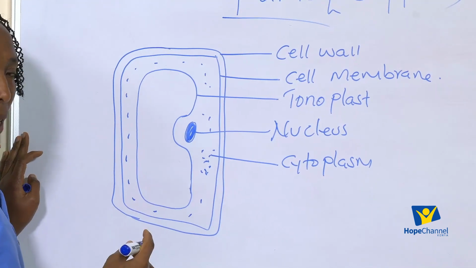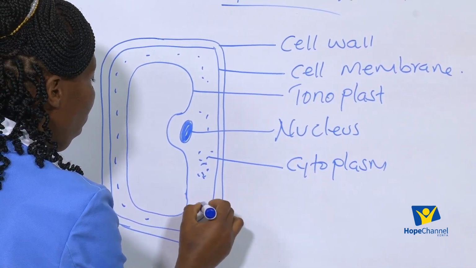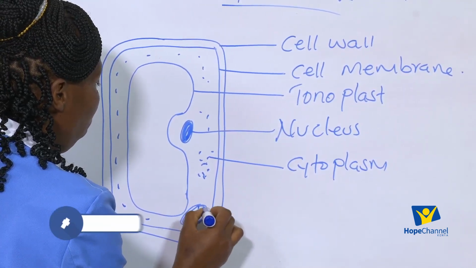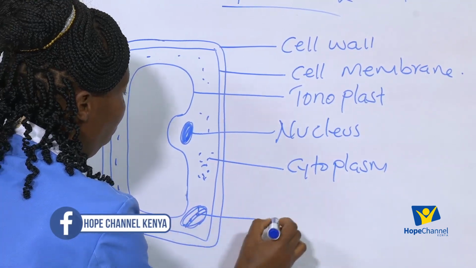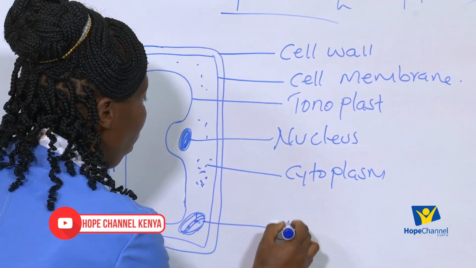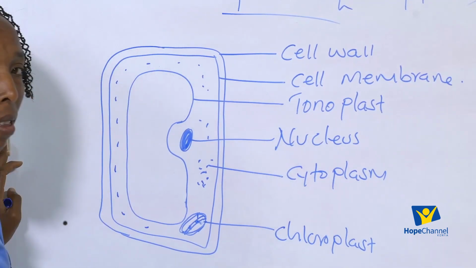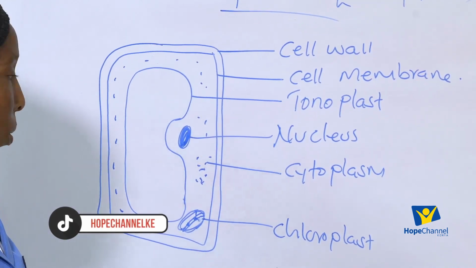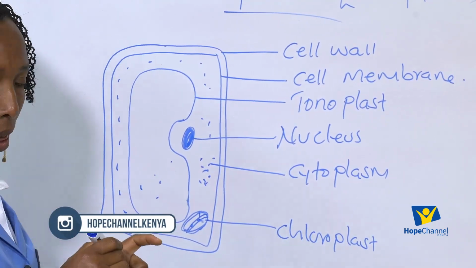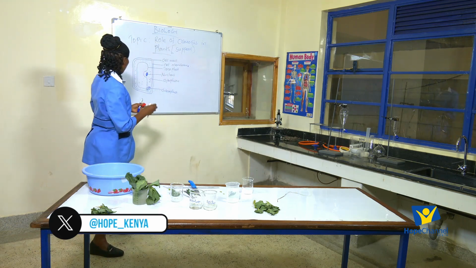And in the cytoplasm, we have cell organelles like the chloroplast. Let me just do a simple structure of a chloroplast. So if I was to label that, I'll say this is the chloroplast. And remember, plants have numerous chloroplasts. Then I'm now interested in this part. I think you need to see that.